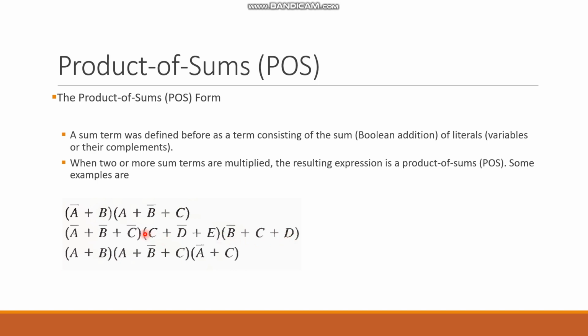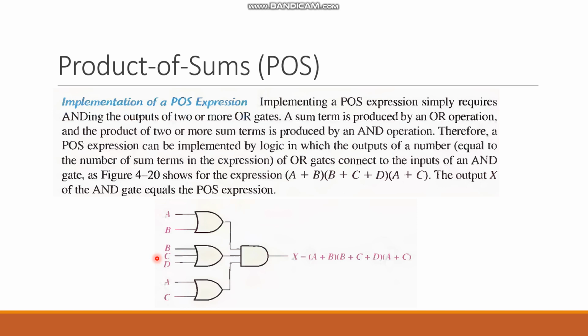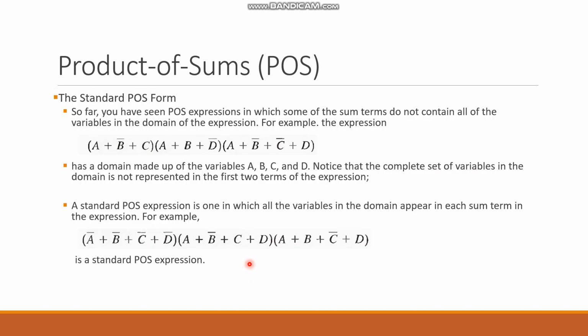As you can see, they are producted together, and this one as well. So here we've got a sum term, another sum term, and another sum term, and they are producted together. A sum term, another sum term, another sum term, and they are producted together. And how to convert a non-standard sum of product of some term to standard product of some term.